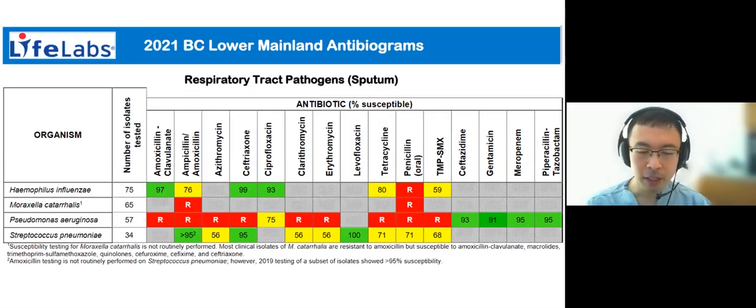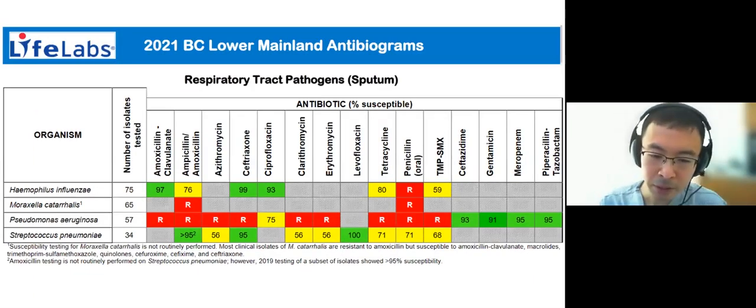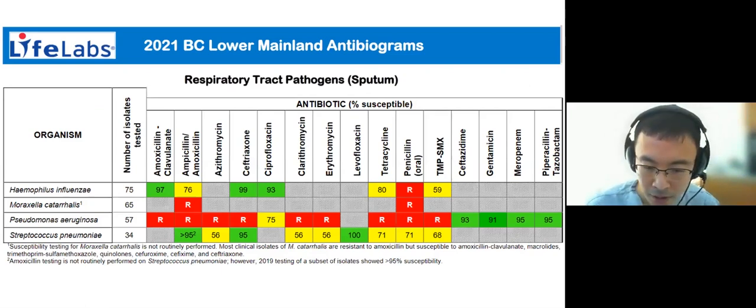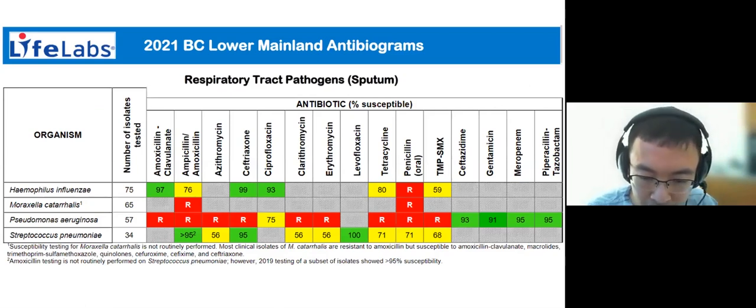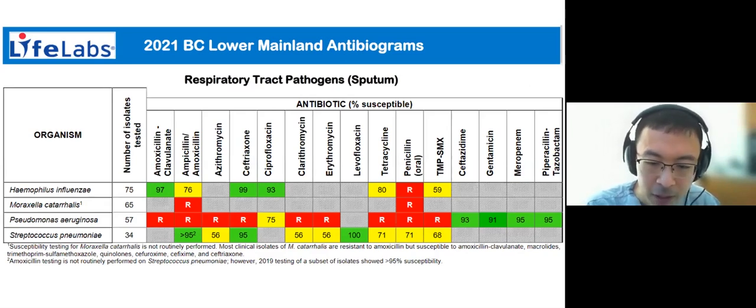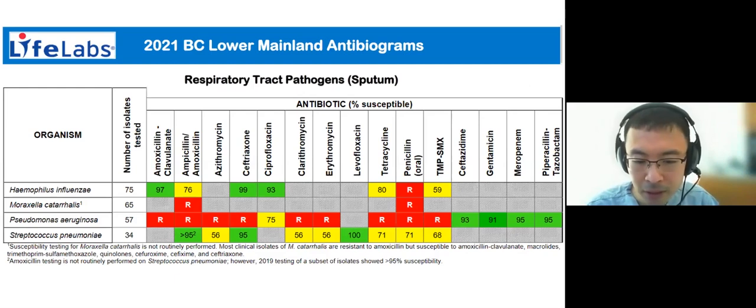So here's the latest LifeLabs antibiogram data for community respiratory pathogens. Look at strep pneumo at the bottom. It remains highly susceptible to amoxicillin at over 95% and is fully susceptible to levofloxacin at 100%. You could presume that also applies to moxifloxacin. The tetracycline susceptibility is only 71%. But we know that some tetracycline-resistant organisms are susceptible to doxycycline. We just don't know the exact numbers.